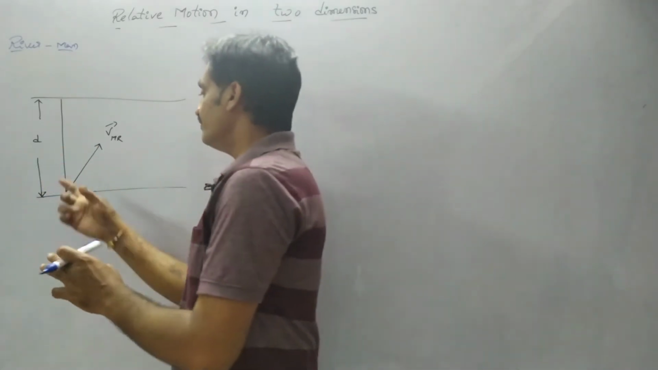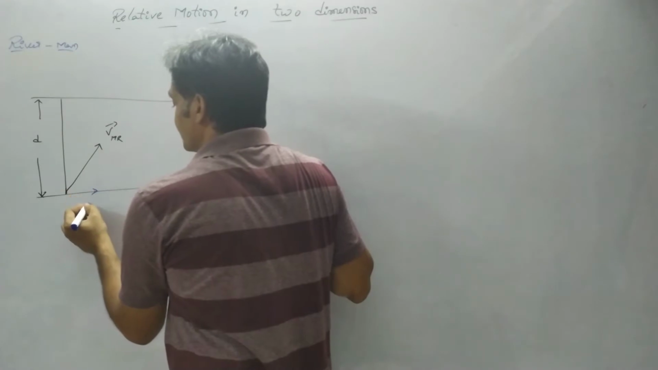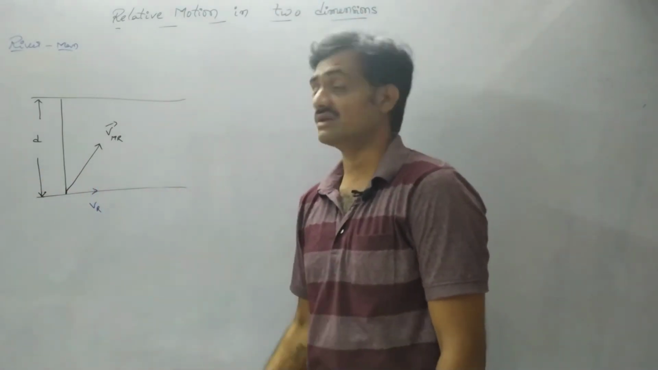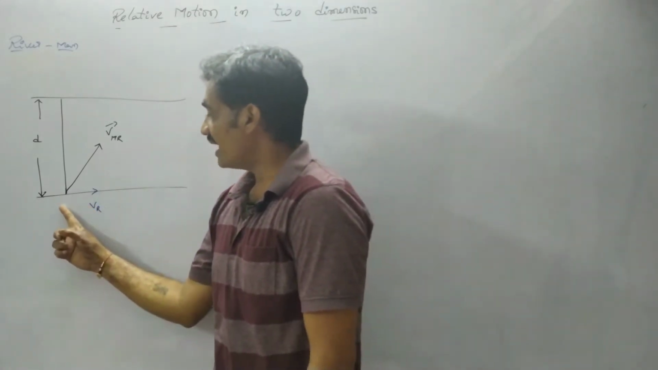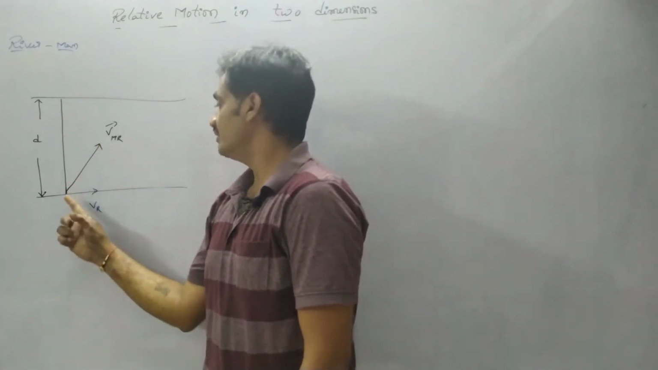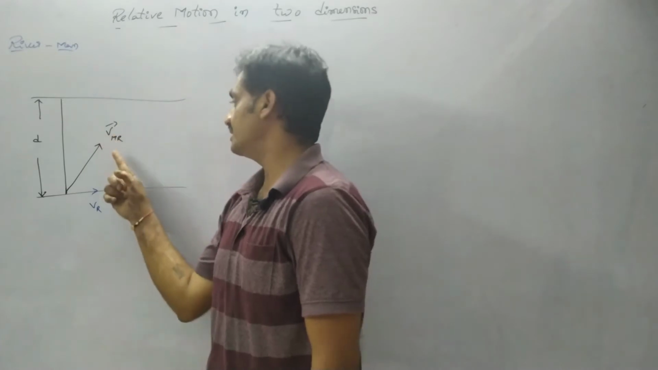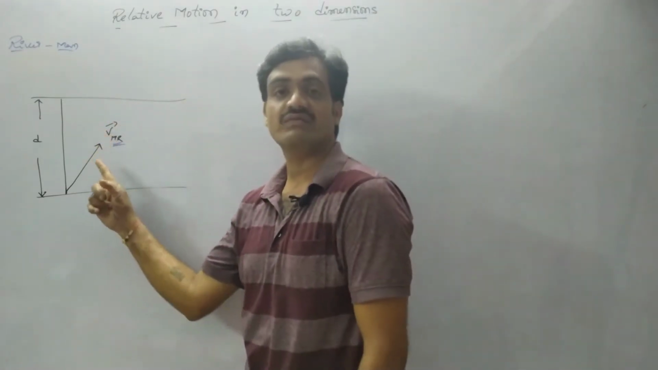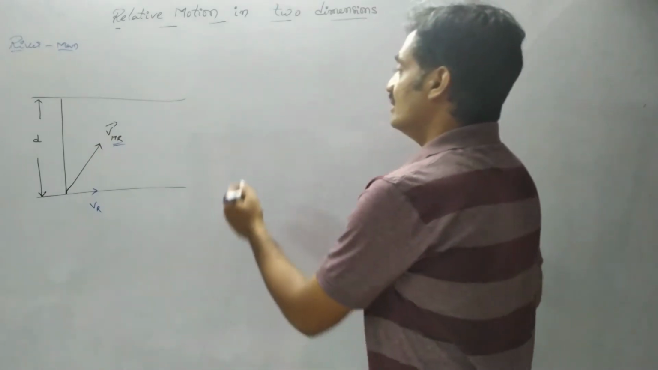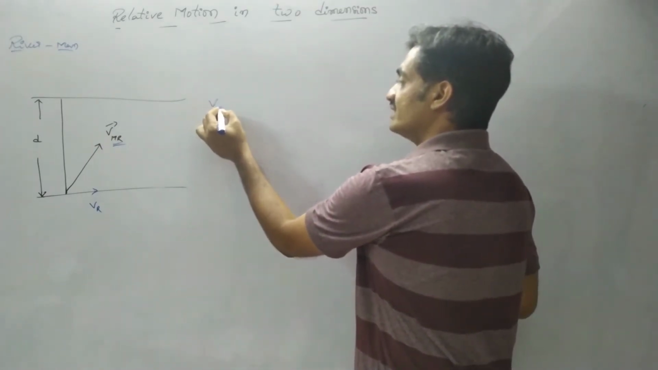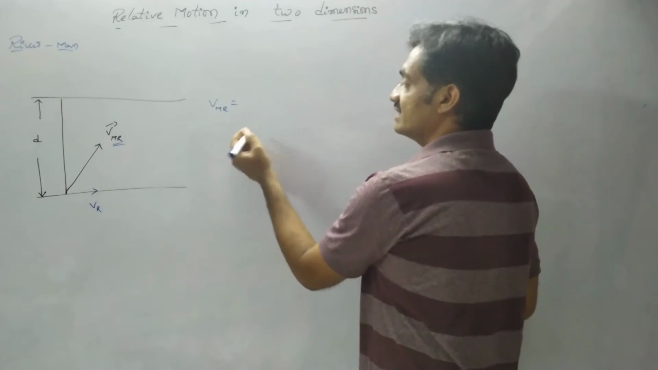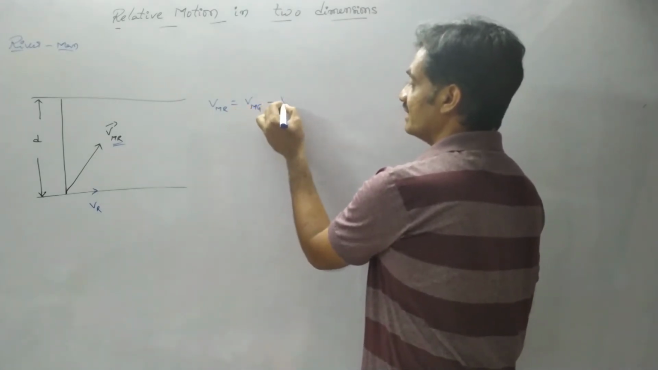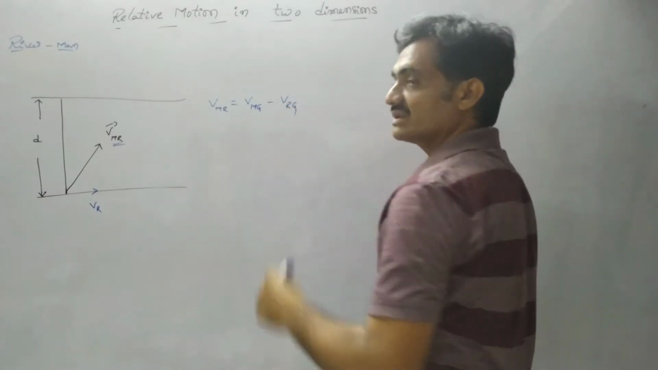Here the velocity of the river is represented as v suffix r with respect to ground. Whereas when the man moves across the river from one bed to another bed, the velocity of the man with respect to river is represented as v suffix mr. Now the velocity of the man with respect to river is given as velocity of the man with respect to ground minus velocity of the river with respect to ground.